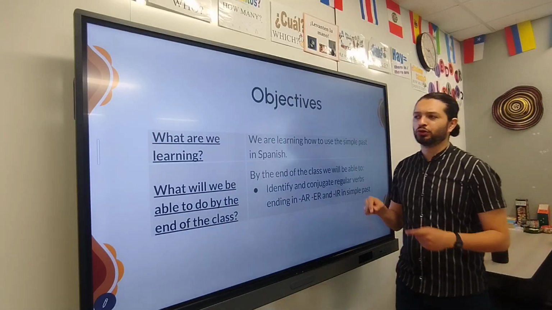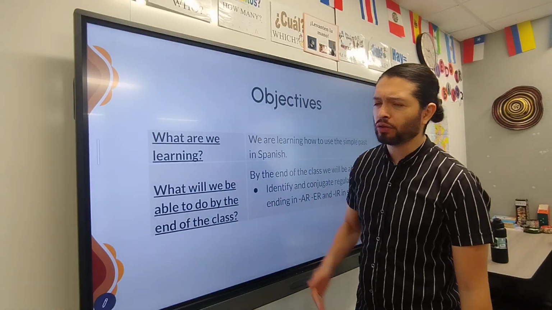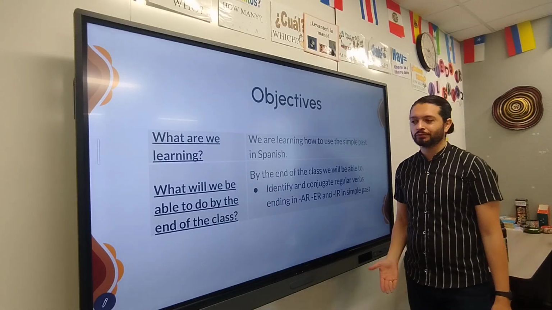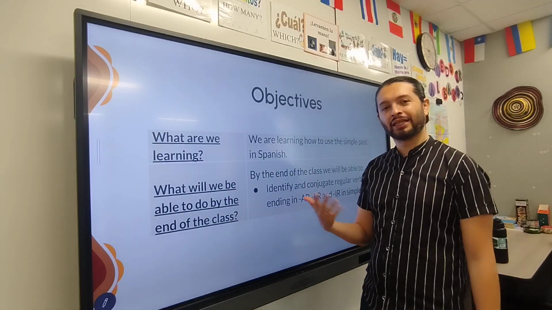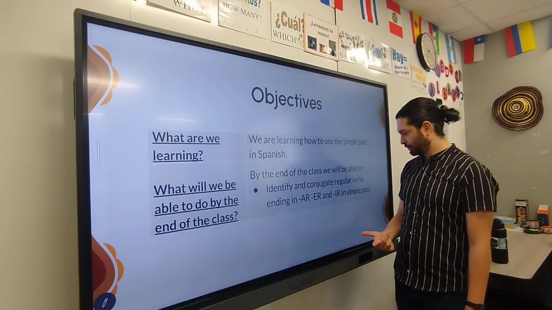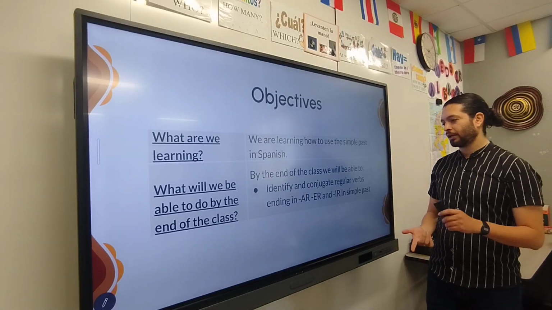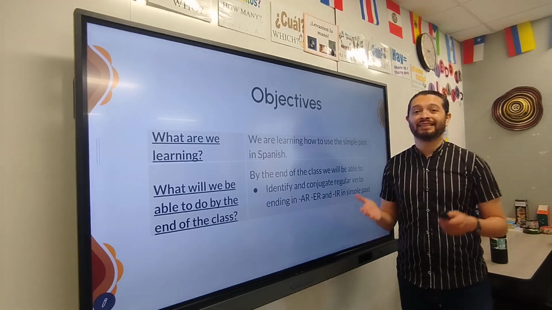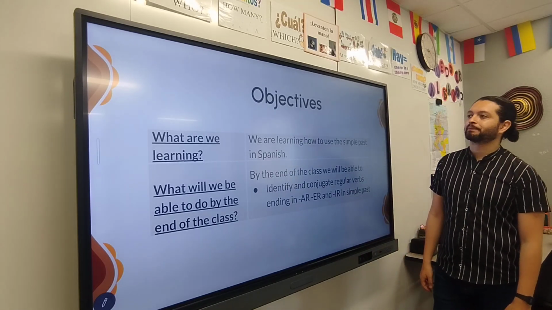Our objectives for today's class: what are we learning? We are learning how to use the simple past in Spanish. By the end of this class, we will be able to identify and conjugate regular verbs ending in AR, ER, and IR in the simple past.